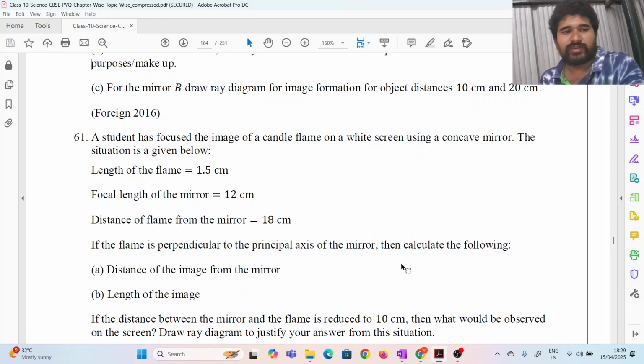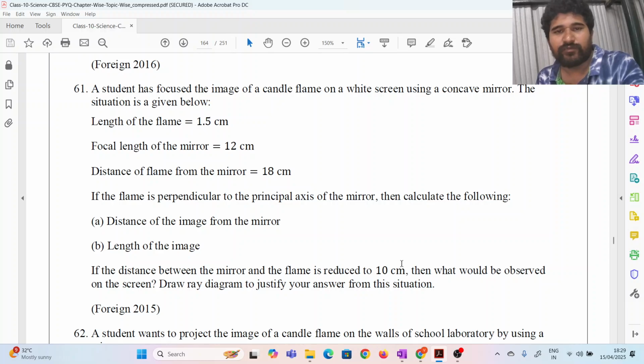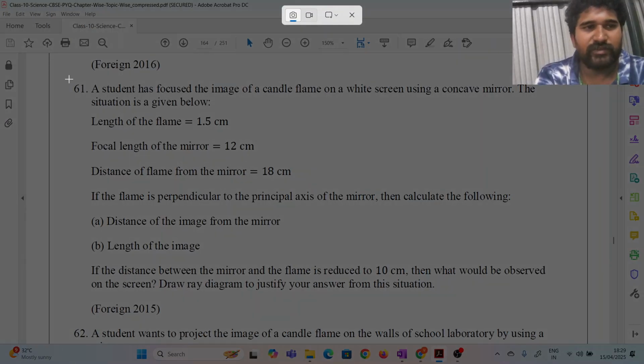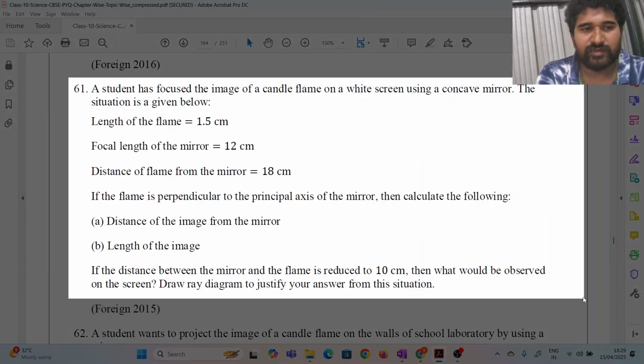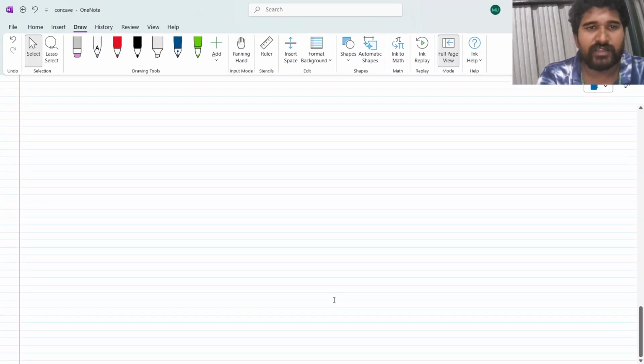So this question was asked in 2015. Let's see the question. The main thing is understanding, because it is lengthy, so you need to understand it. Let's see.